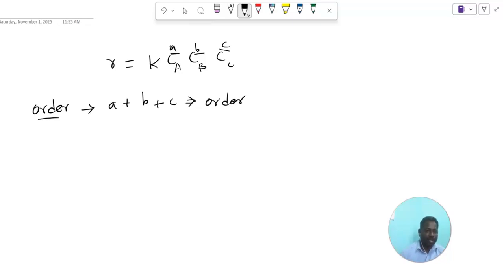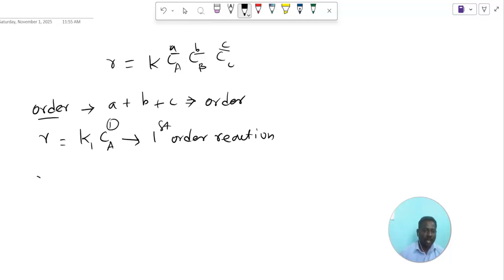So there are different orders of the reaction. For example, R is equal to K1 CA to the power 1. This means it is a unimolecular reaction. So the power is 1. So it is a first order reaction. And R is equal to K2 CA to the power 2. Here the power stands for 2 and it is a second order reaction.